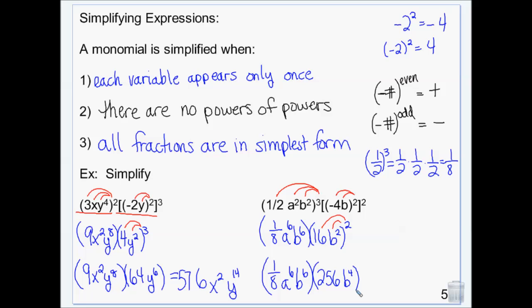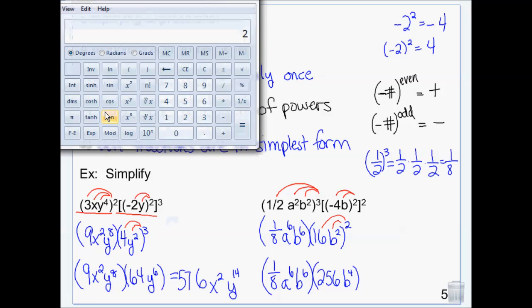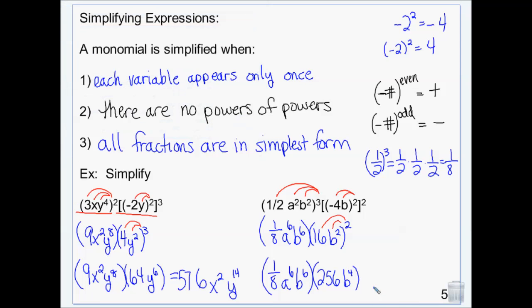But it's not so bad. 1/8 is the same thing as saying divide by 8. Anytime you have a numerator of 1 and you multiply a fraction by another number, it's the same thing as dividing by the denominator. So 1/8 times 256 is the same thing as 256 divided by 8. So I'm going to do that real quick. That's going to be 32.